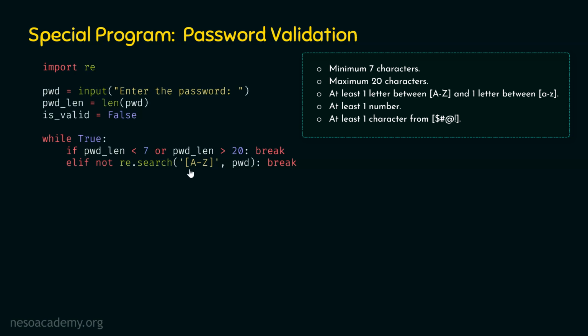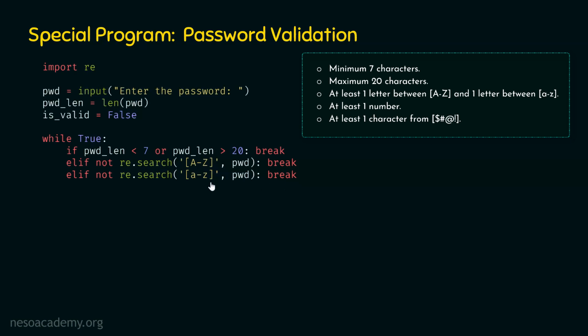This means that the requirement is not satisfied. Hence we will receive none here, and not of none means true, which means that the break statement will be executed in that case. This means that if at least one character from this range does not exist within the password, then we need to break the loop. And now we need to check this also. If at least one character from this range does not exist in the password, then also we need to break the loop.